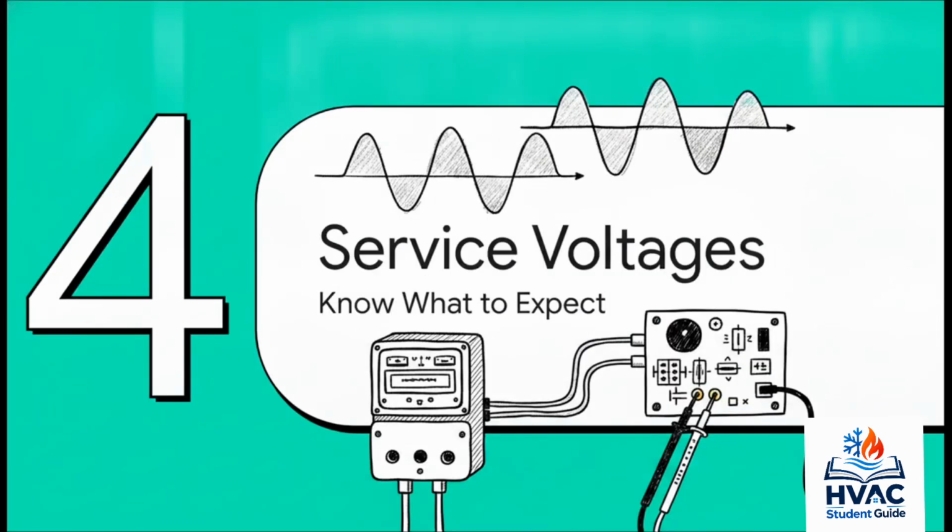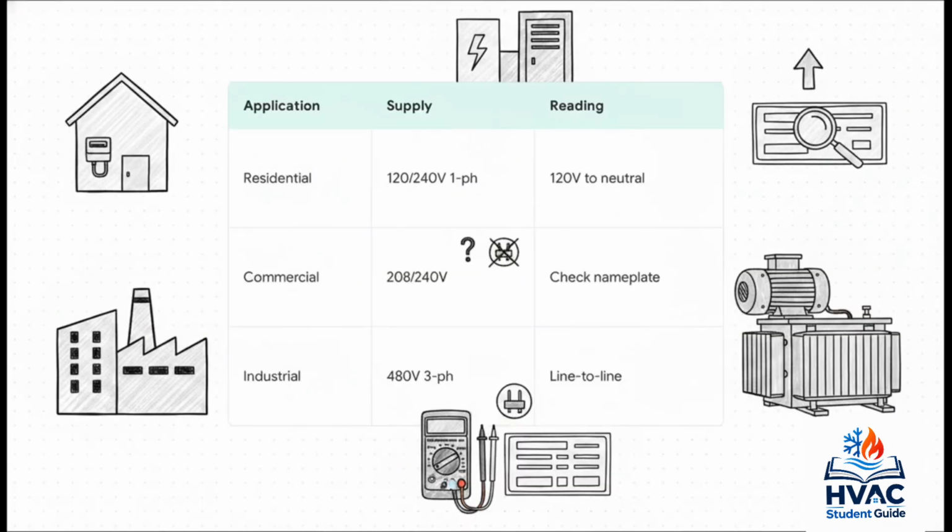Moving to Section 4, Decoding Service Voltages. Know what to expect. What is super interesting here is the sheer variety you're going to face out there. Residential is usually a pretty straightforward 120 or 240 volt single phase, but once you step onto a light commercial or industrial roof, you start seeing 208, 277, and 480 volt systems.